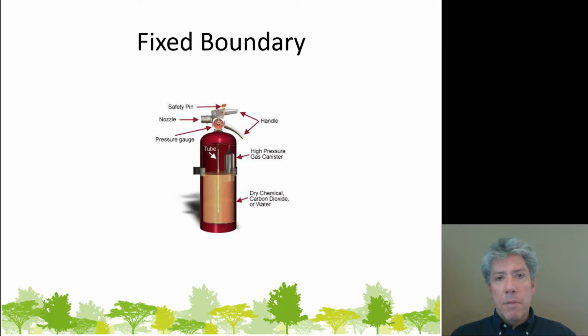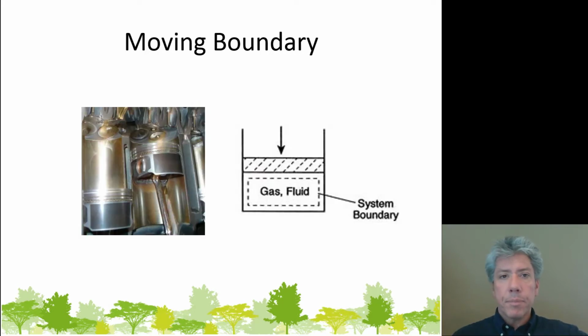So here's an example of a fixed boundary. If you imagine a fire extinguisher and how it would look in cross-section, there are several different components that are useful and interesting inside of it. But if we just consider the inside of the tank as the system we want to study, including whatever's inside of it, then that would be a fixed boundary, because we've simply defined the boundary of the system to exist at the inside wall of the tank.